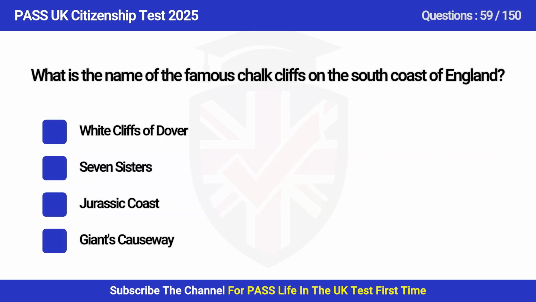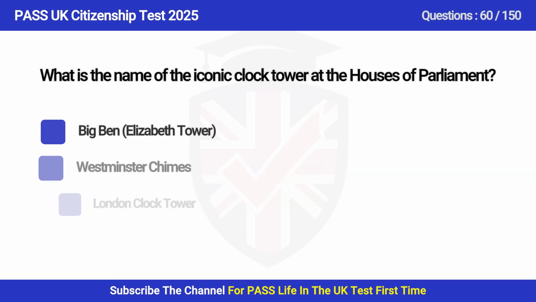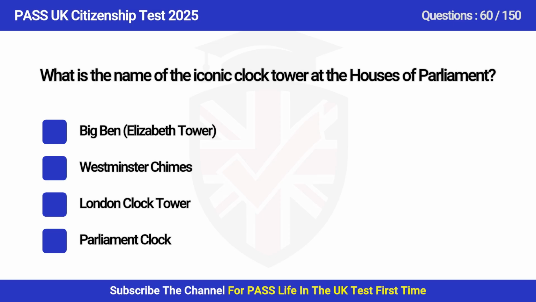Question 59. What is the name of the famous chalk cliffs on the south coast of England? A. White Cliffs of Dover, B. Seven Sisters, C. Jurassic Coast, D. Giant's Causeway. Answer is A. White Cliffs of Dover. The White Cliffs of Dover are iconic chalk cliffs that form the coastline of England, facing the Strait of Dover and France.